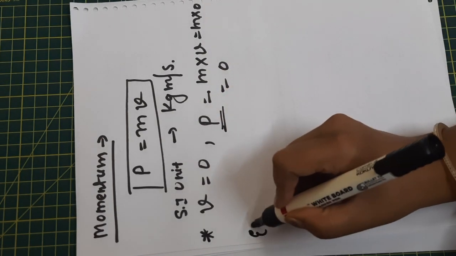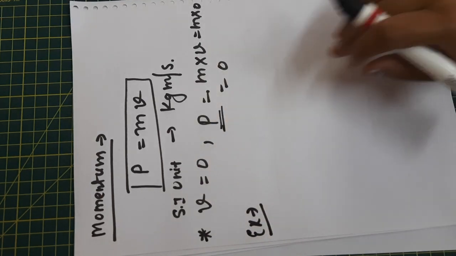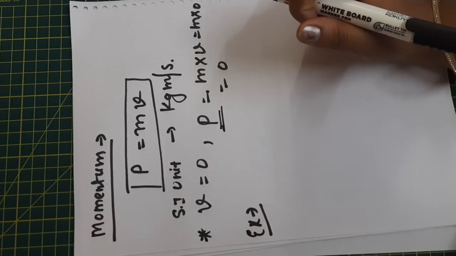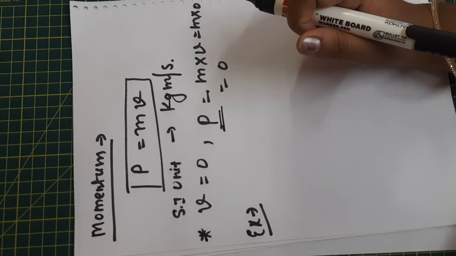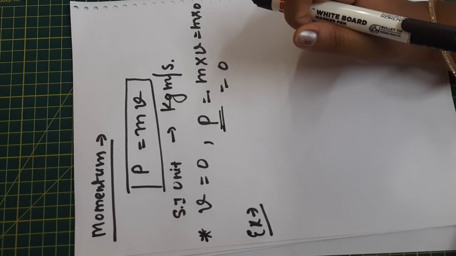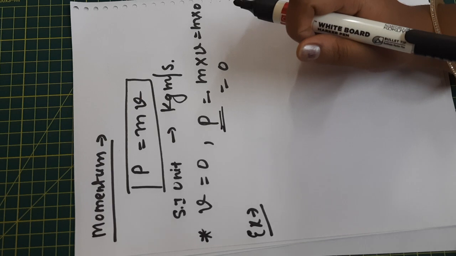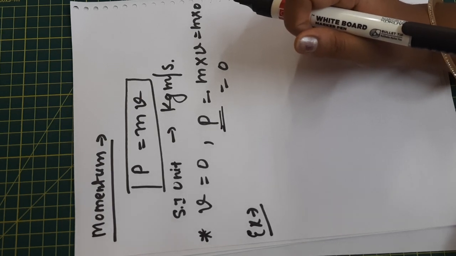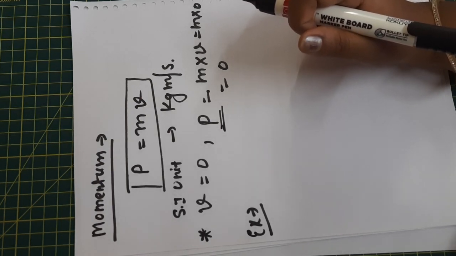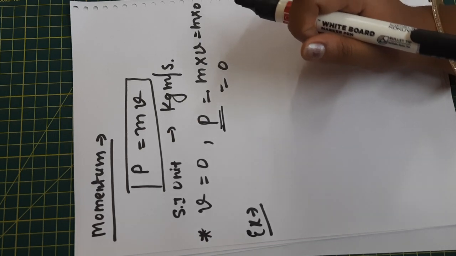Now there are some examples of momentum: a person gets injured by a moving vehicle or a stone because of the momentum, right? A bullet can kill a person due to its momentum, right? So these are all examples of momentum.